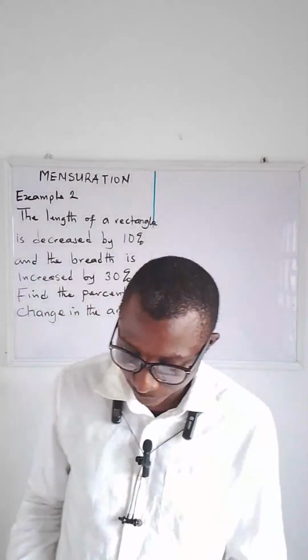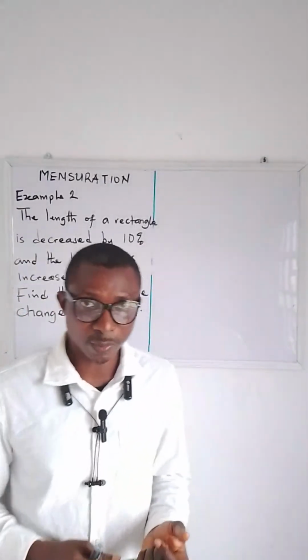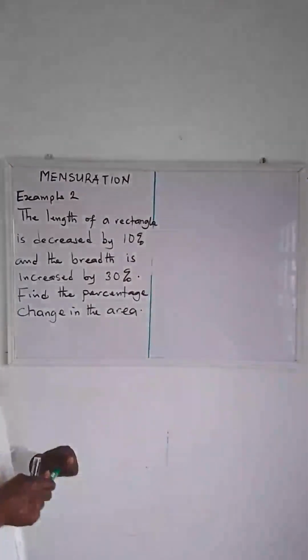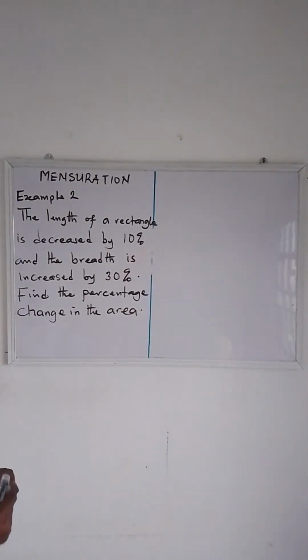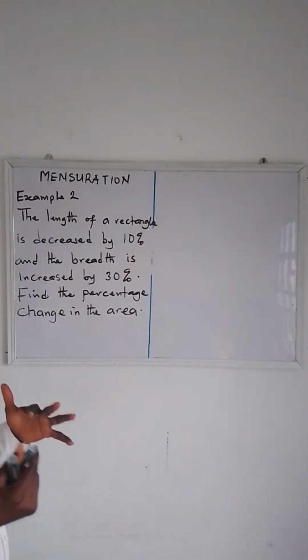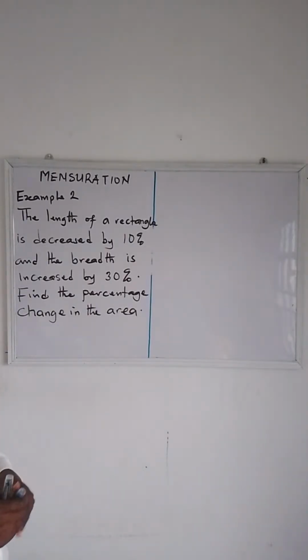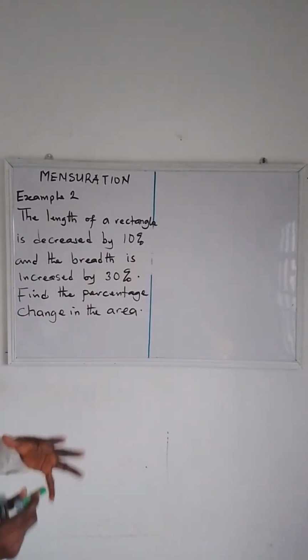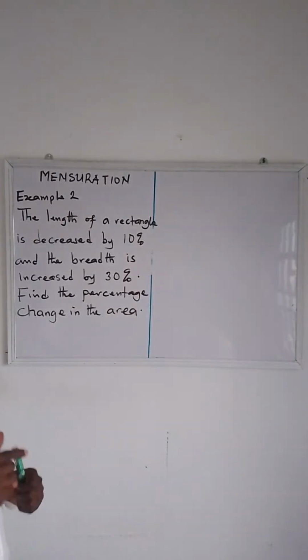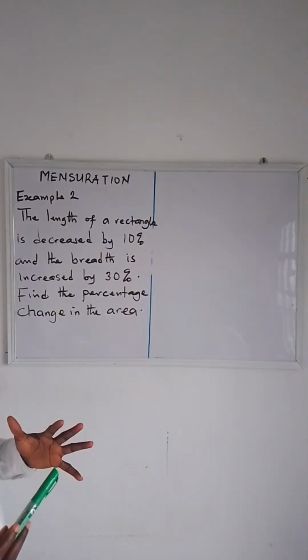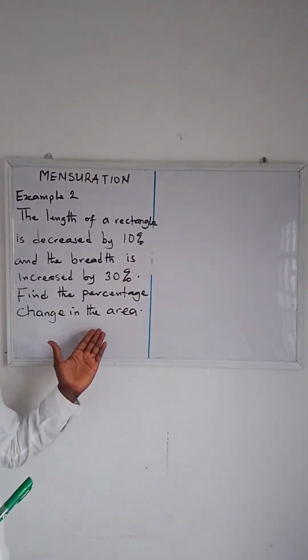Okay, now let's look at the next question. It's just a replica of one of the questions I've done before. The question says the length of a rectangle is decreased by 10% and the breadth is increased by 30%. Now find the percentage change in the area.